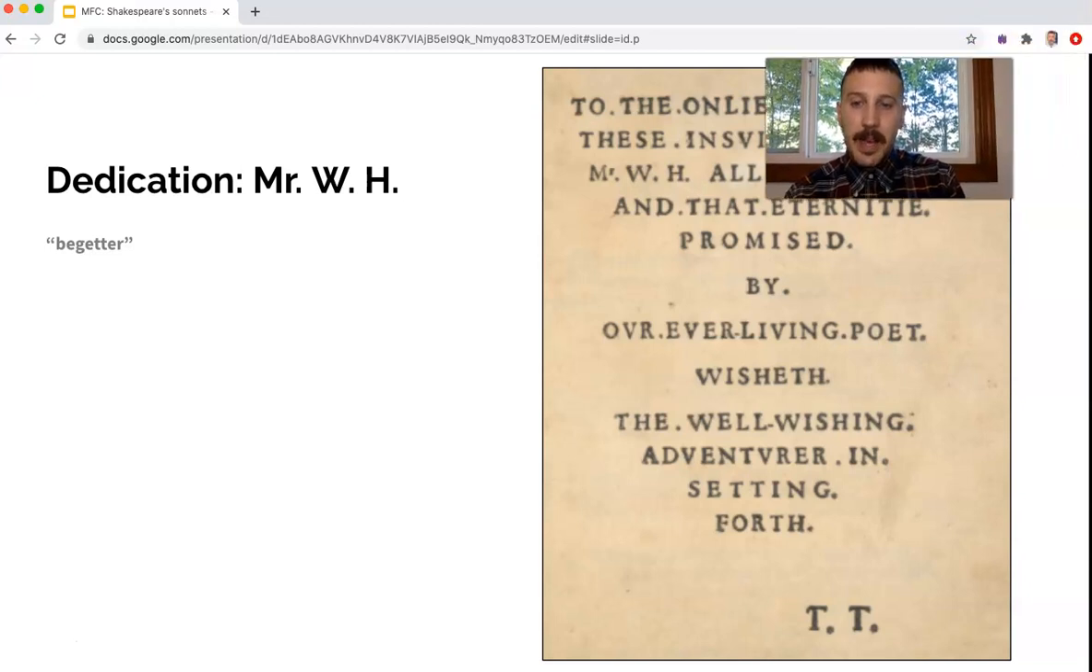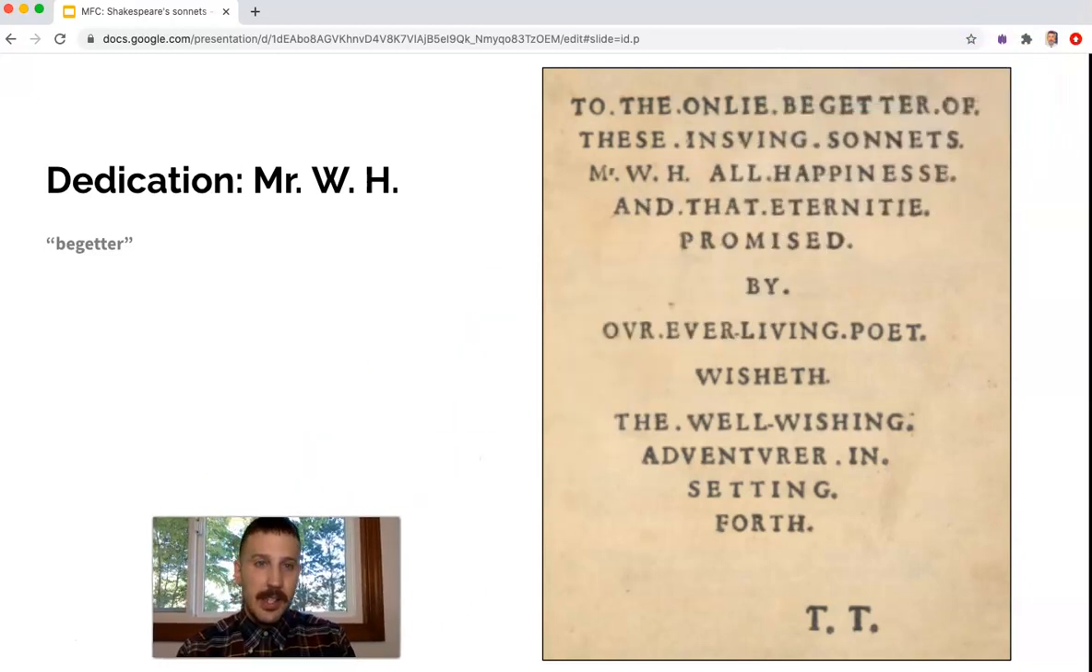Another key aspect, I'm moving my head down so you can see it, is the dedication. And you'll notice that it says here, "To the only begetter of these ensuing sonnets, Mr. W.H." We'll stop there because that's really crucial. First of all, it's really interesting that Mr. W.H. is referred to as the begetter of these sonnets, as if this person birthed the sonnets. Now, they're not talking about Shakespeare here. They're talking about potentially Shakespeare's muse, the person who birthed these sonnets for Shakespeare.